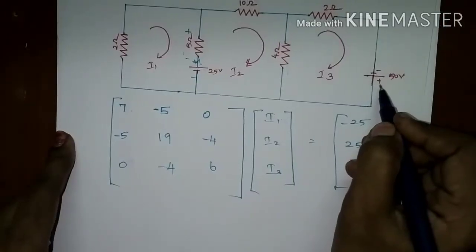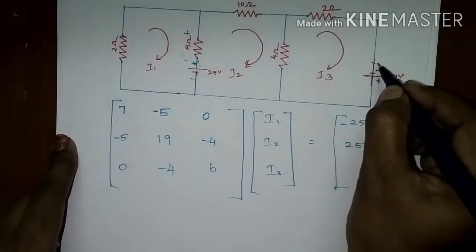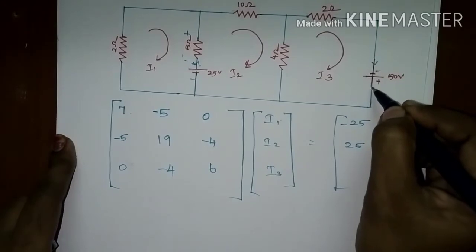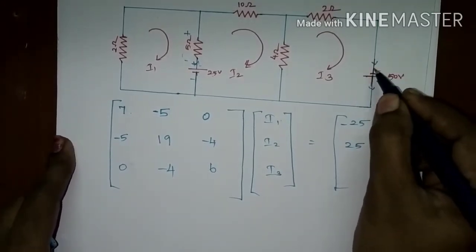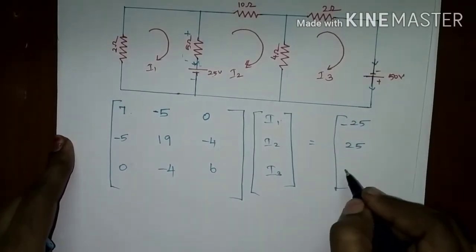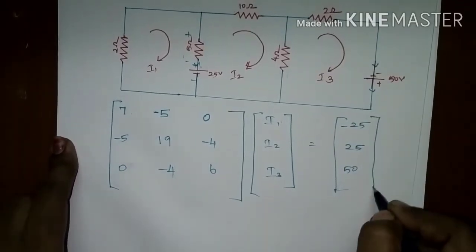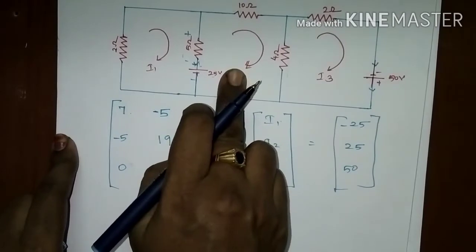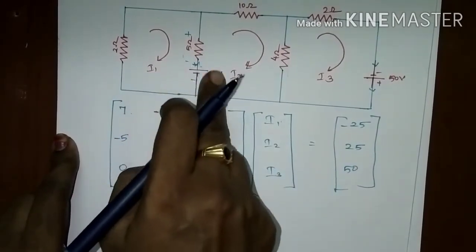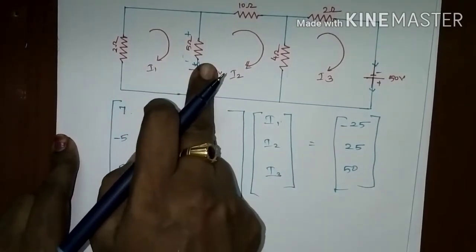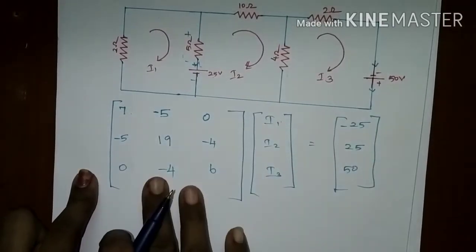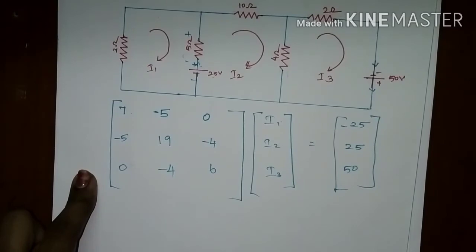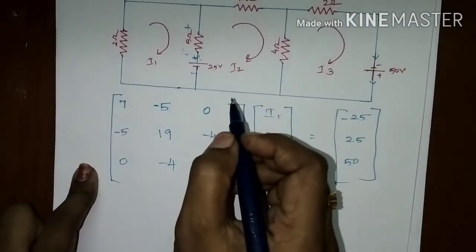In the case of I3, the current leaves the positive terminal, right? So this voltage source drives the current I3, so the source is positive. Here it is acting as a source, here it is also acting as a source, whereas in this mesh the source is not acting as a source; it is acting like a load or a sink. So it is negative. Now the matrix has been formed according to the KVL equations by using Ohm's law.